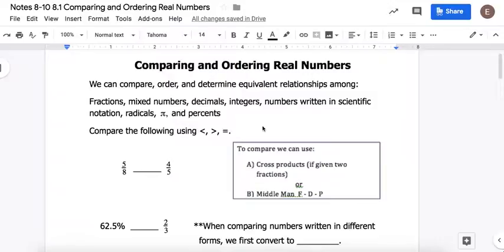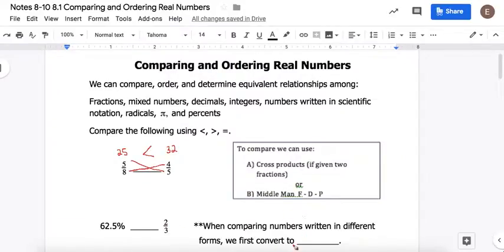So we're going to compare the following using less than, greater than, or equal to. And remember, when we compare, we can use cross products if there's two fractions, or we can use the middleman, which means to find the decimal. So we have two fractions here, so let me show you the cross products trick. So we can do 5 times 5, which is 25, and 4 times 8, which is 32. How does 25 compare to 32? It's less than. Now we could have changed them to decimals. This is 625 thousandths. This is 8 tenths, and so it's less than.